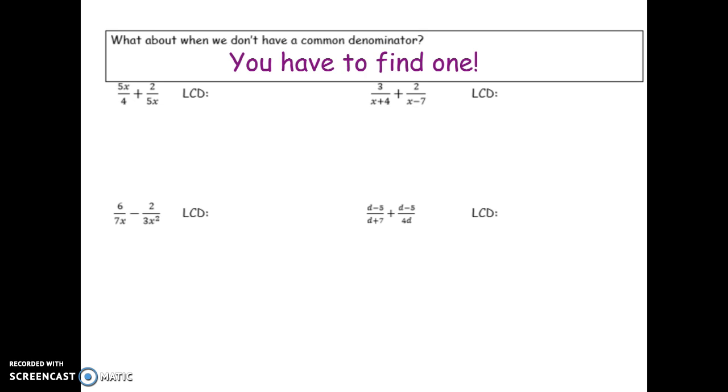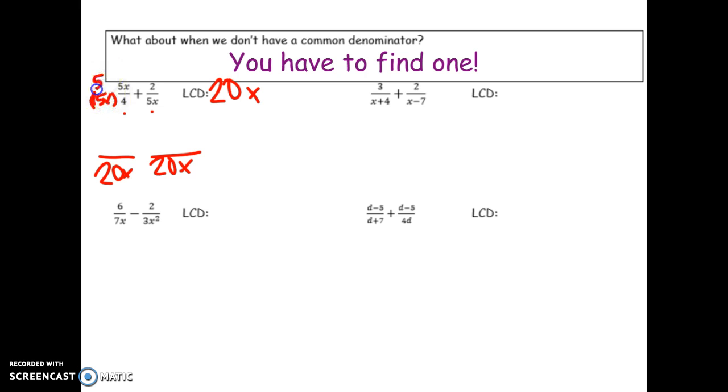Okay, so I need to think, what is the smallest number that goes into 4 and 5x, so they both go into? And that's going to be 20x. So I'm going to go ahead and write my denominators down here, 20x and 20x. And just like when I multiply fractions, what do I take times 4 to get to 20x? Well, that would be 5x.